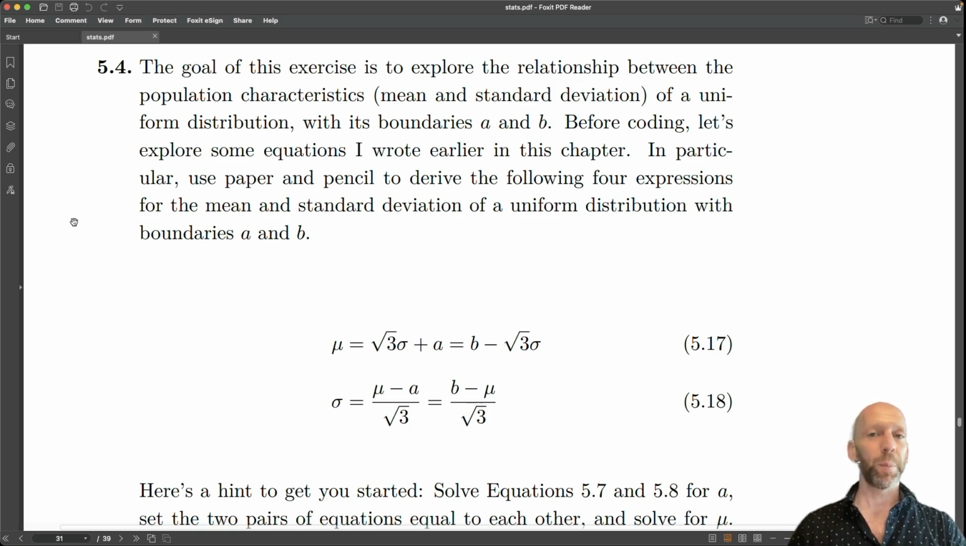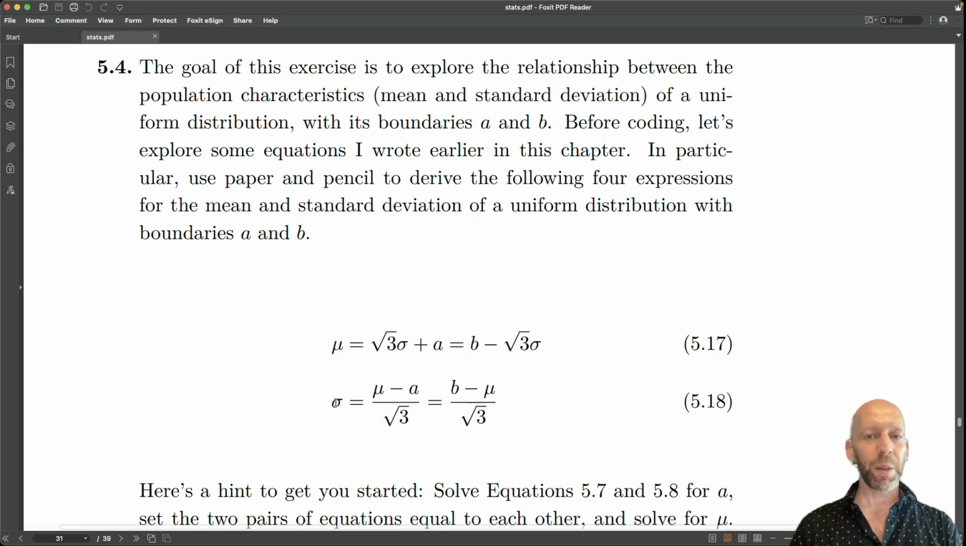Now, you know from previous exercises and earlier in this book chapter that there are formulas for this. So the average, the expected average, is just the average of the two boundaries. And it should also be intuitive that the standard deviation is related to the boundaries as well. The further apart the boundaries are from each other, the larger the standard deviation, obviously. Okay, so in this exercise, we are going to start by defining or coming up with formulas for the expected average, so the population average of the uniform distribution as a function of sigma, the standard deviation, and the lower bound, and also as a function of sigma and the upper bound, b.